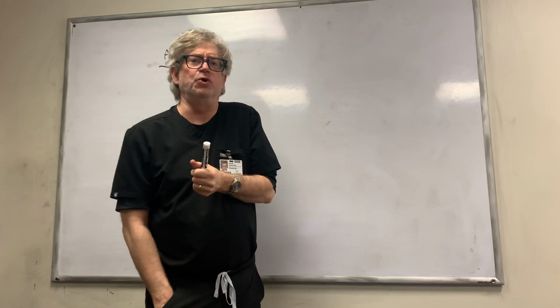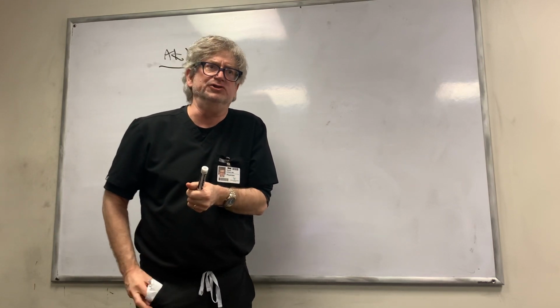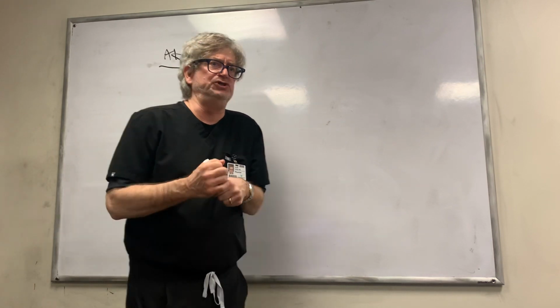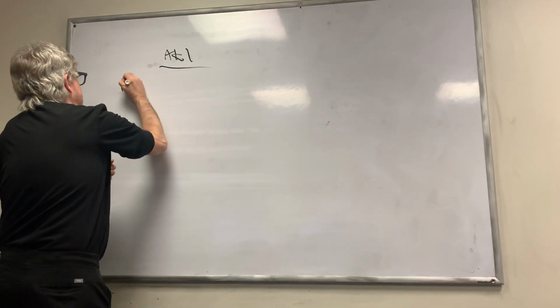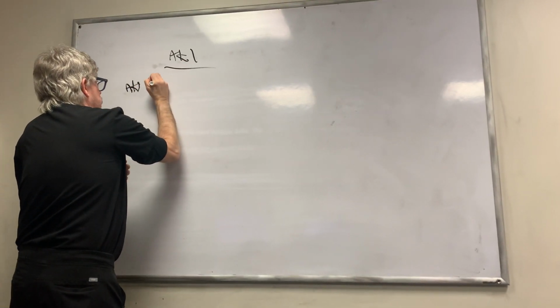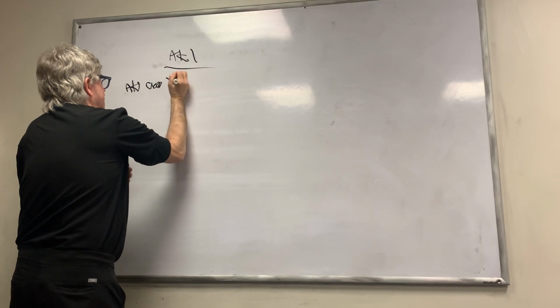Today's topic is going to be acute kidney injury. It's a common problem we see in hospitalized patients. How do you define it? Normally it's a creatinine greater than 0.3 from baseline.